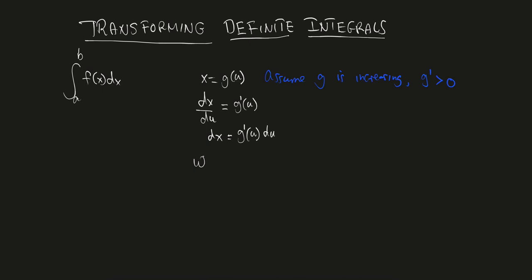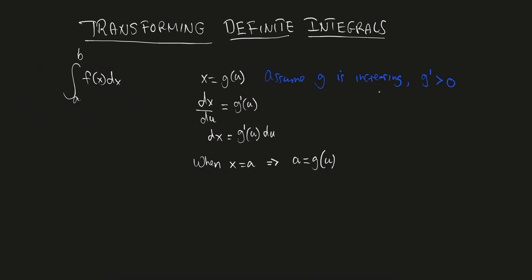So let's start with the lower limit. When x is equal to a, what do we get? Well, let's plug a in for x, and we'll have this equation. Now, if I ask you to solve this equation for u, you might say, well, I don't know what to do because I don't know what g is. But here's the interesting thing. If g has an inverse function, we can take the inverse function of both sides.